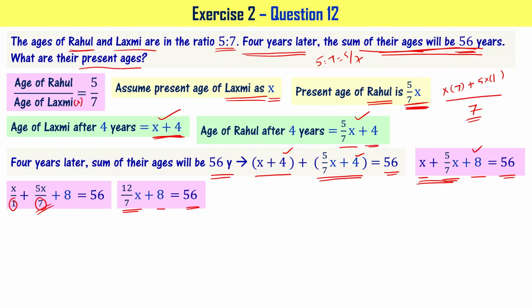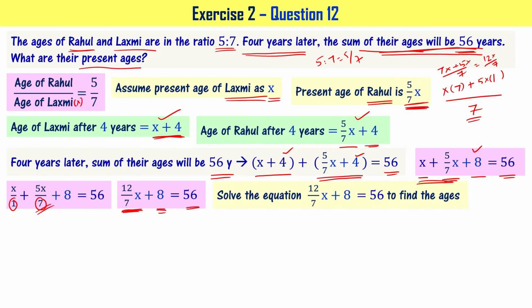You have 7x here plus 5x here divided by 7. This is 12x divided by 7. That is what I have written: 12 by 7x plus 8 equal to 56. Got it? Now, it is a linear equation in one variable, right? We know how to solve this. To solve this, first let me transpose plus 8 to the other side. When I do that, it can be written as 56 minus 8, that is equal to 48, right?